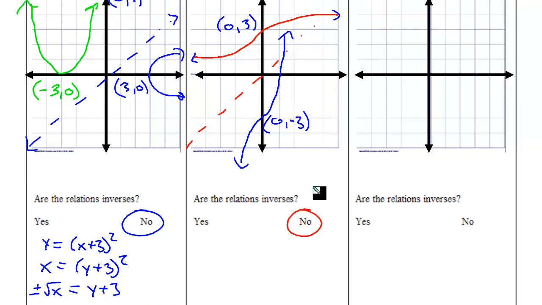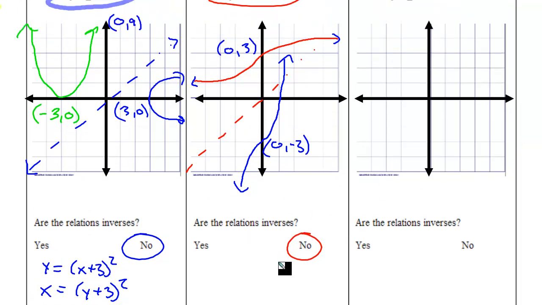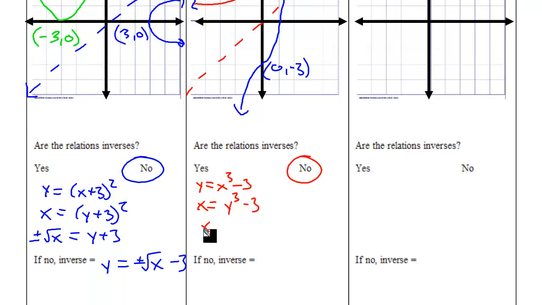If they're not, what is the inverse of the first function? My first function was y equals x cubed minus 3. If I interchange x and y and get y by itself, I would add 3 to both sides and then cube root both sides. So this is the inverse: y equals the cube root of x plus 3.